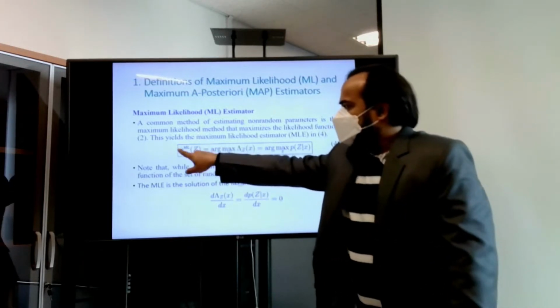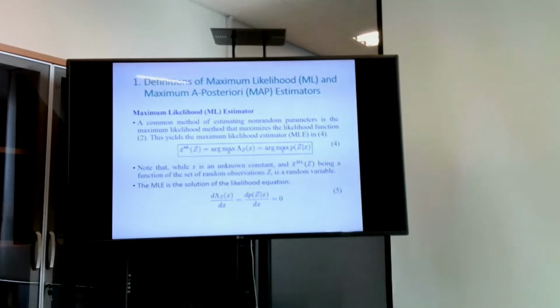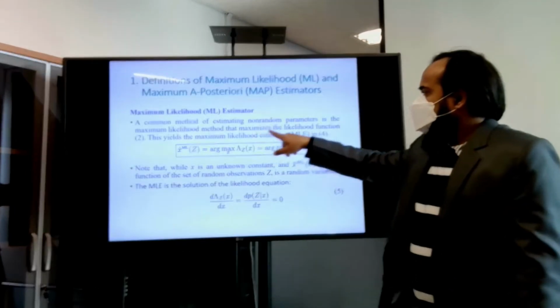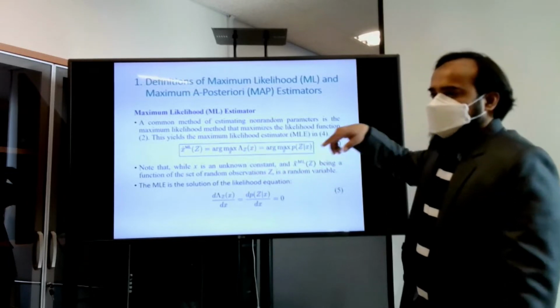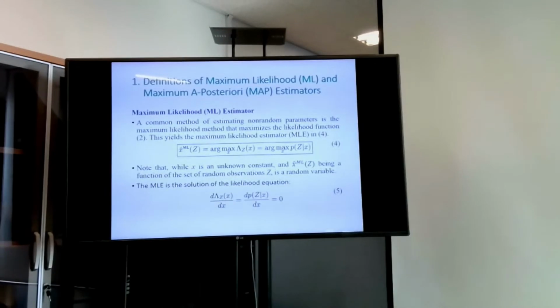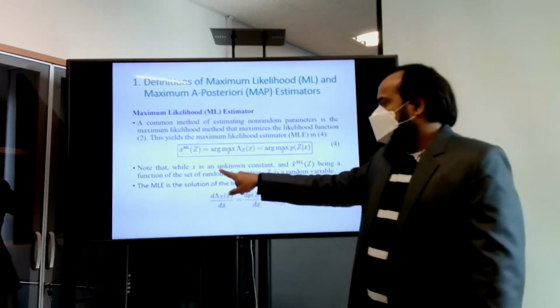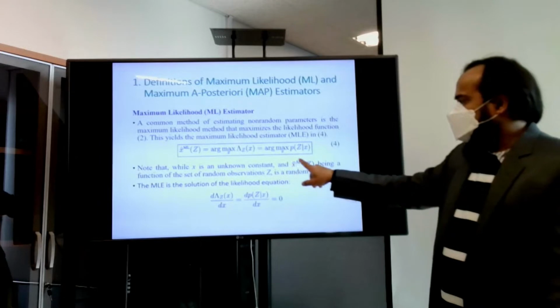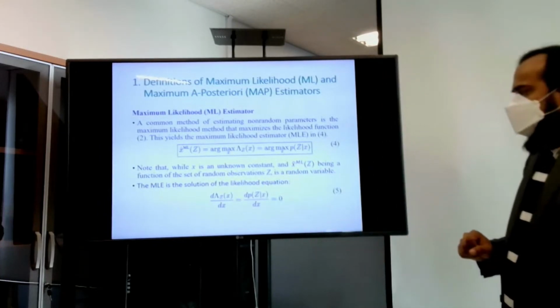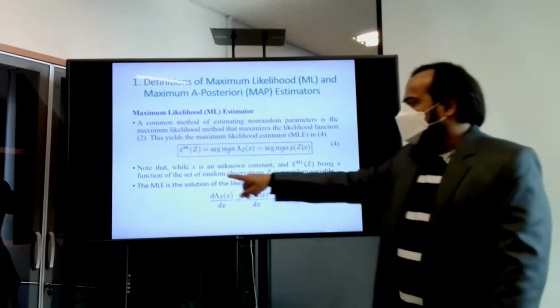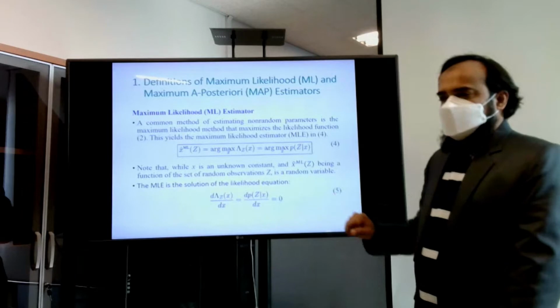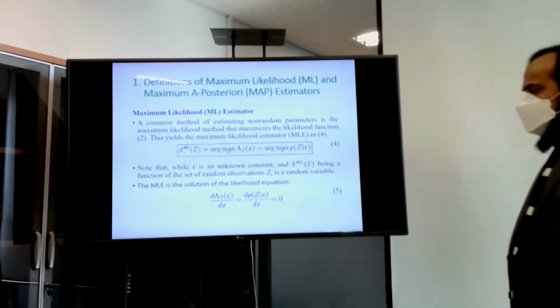So this estimator is called the maximum likelihood estimator, because it maximizes the likelihood function. If we solve this, it will calculate the maximum peak value of the measurement of the parameter. You can note that x is an unknown constant, while this thing, being a function of the set of random observations z, is a random variable. This is a random variable and this is an unknown constant. The MLE is a solution of the likelihood equation like this one.